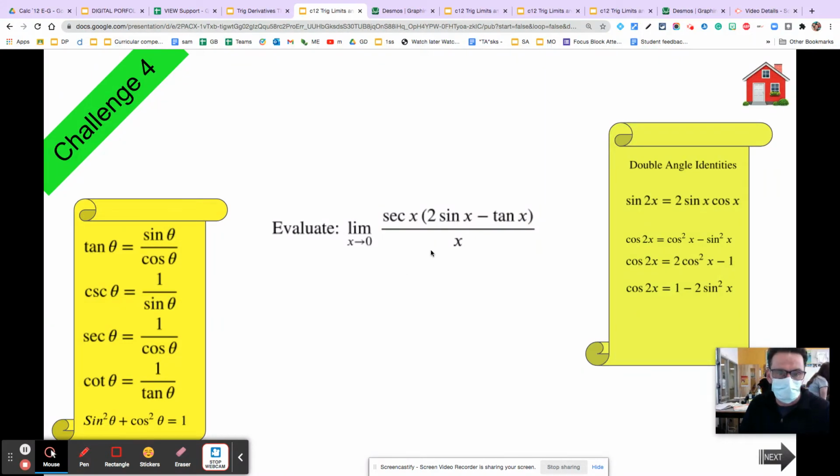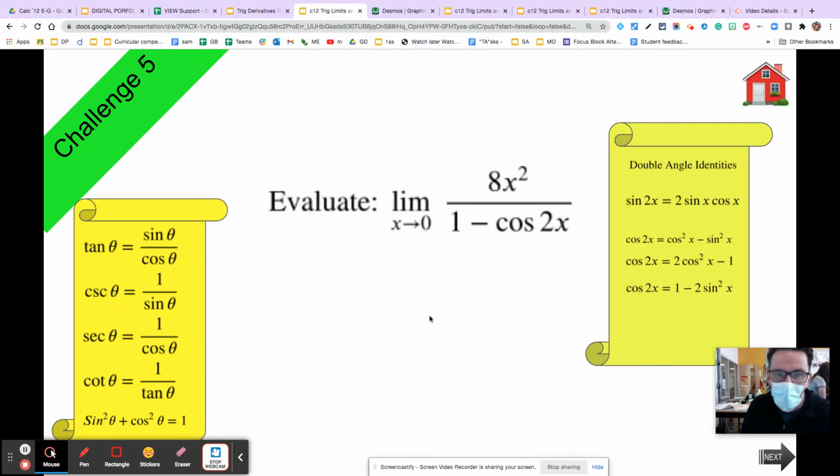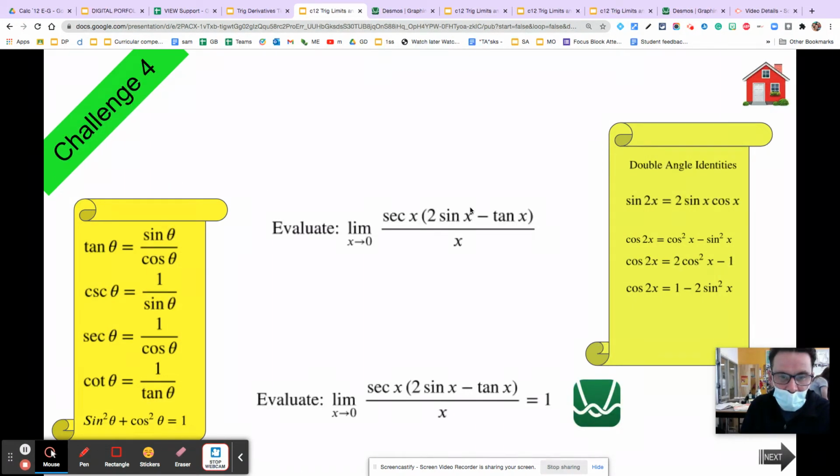Let's take a peek at this one. I'm feeling a little bit of trig identities here, maybe. So let's see what we're going to try here. Okay, I'm back. So let's see how this one is going. Oh, I didn't give you much here at all.